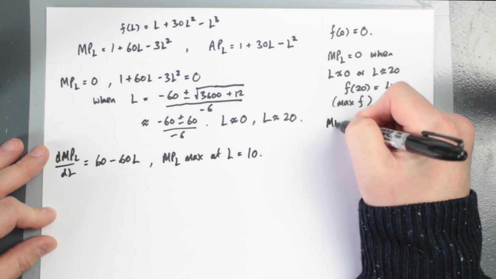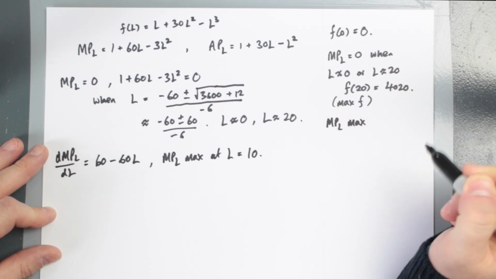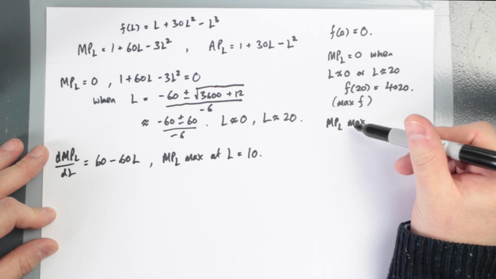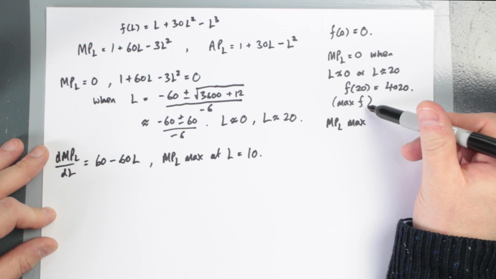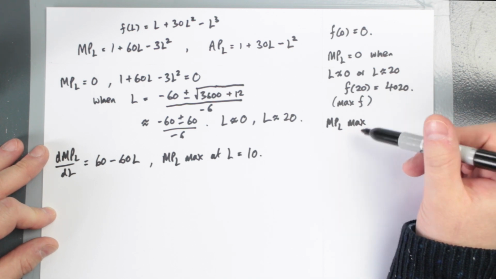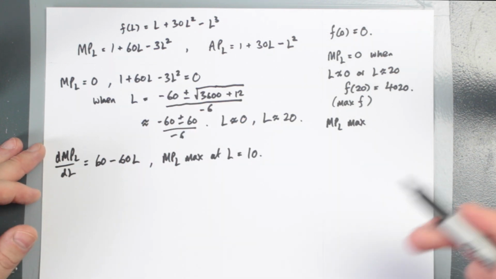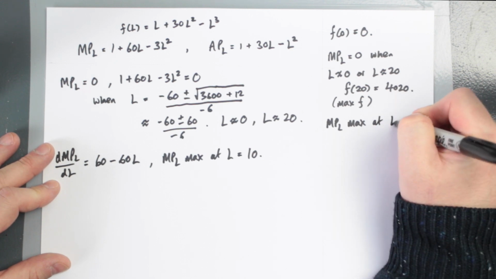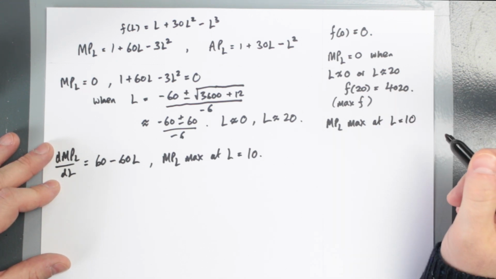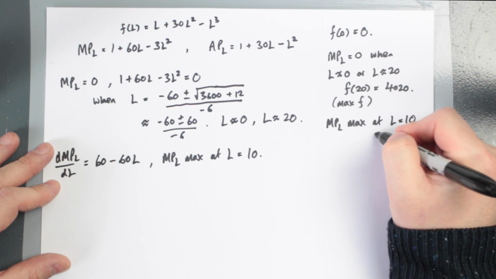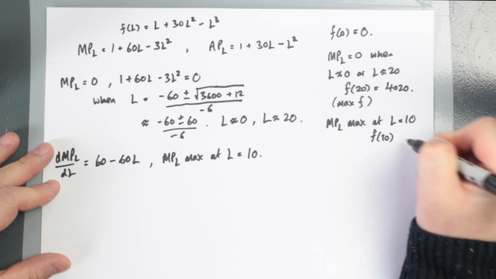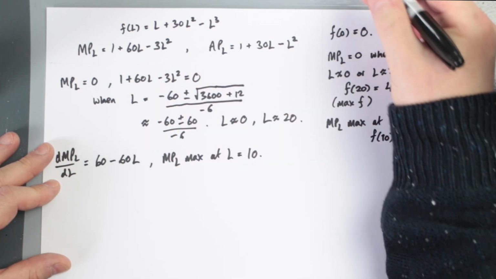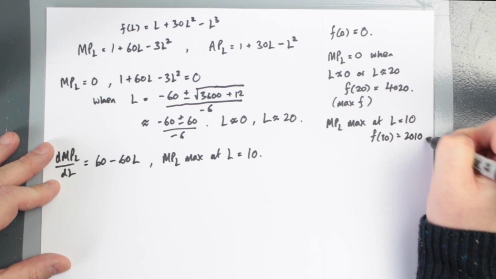Okay, so let's make a note over here. MPL is maximized. What does that mean? It means it's the highest point on the MPL curve, and it's also the steepest point on the short-run production function. So where this function is steepest, where MPL is maximized, is at L equals 10. Okay? And you could just calculate that at that point, F of 10 is equal to, if you plug 10 back into this, you'll get a value I did in advance of 2010. Okay.